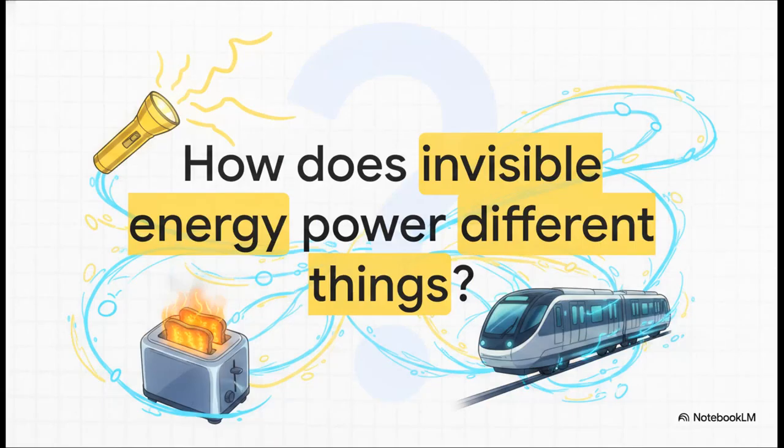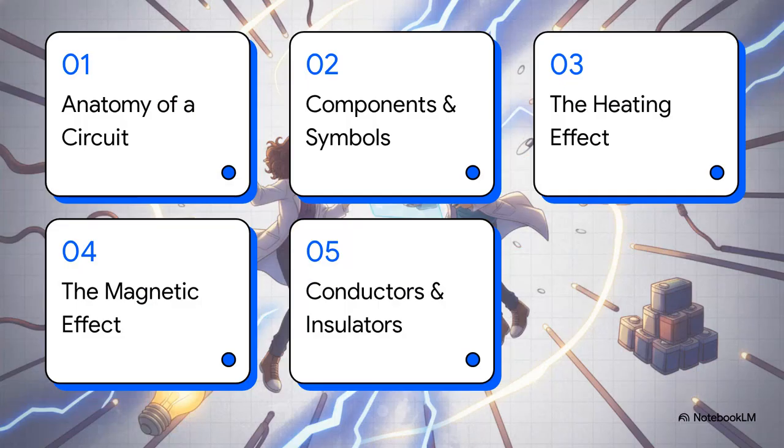So let's just dive right in with a pretty massive question. How does the exact same invisible energy power a simple glowing flashlight, a blistering hot toaster, and a futuristic high-speed levitating train? Honestly, it seems like they should require completely different types of magic, right? But as you'll see, it all comes down to the exact same fundamental rules of physics, just harnessed in totally different ways.